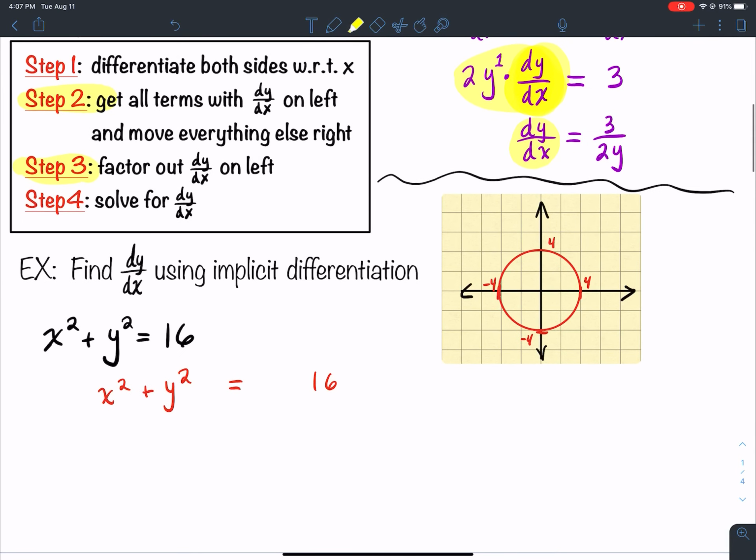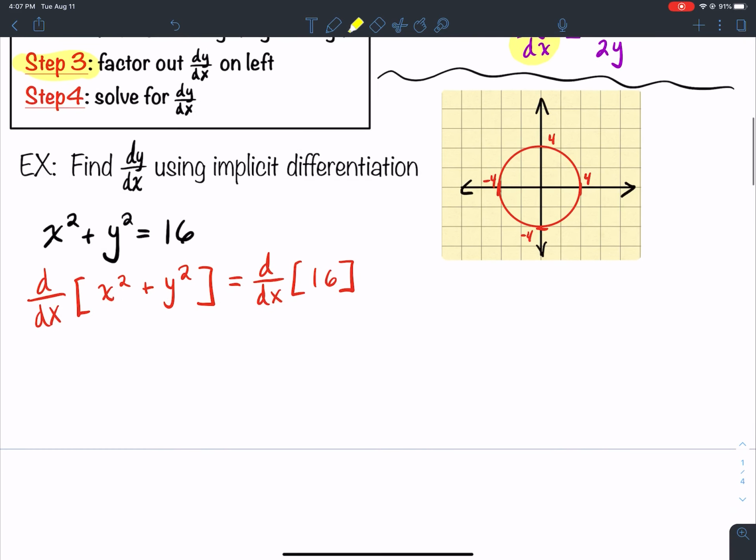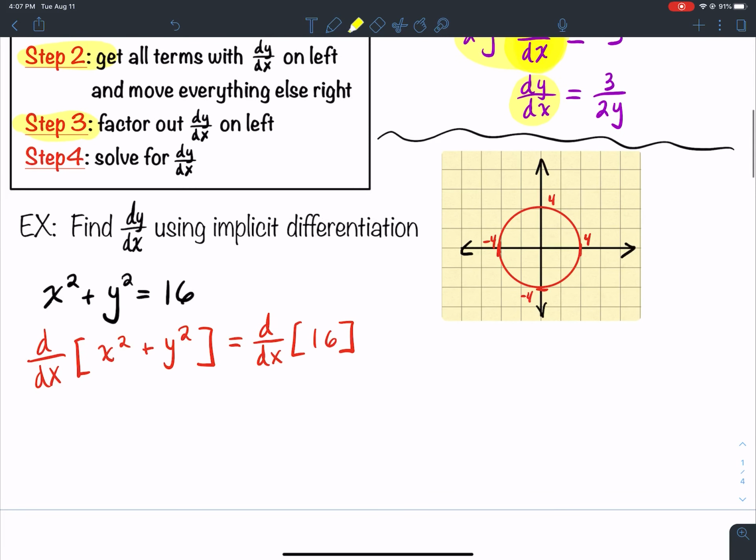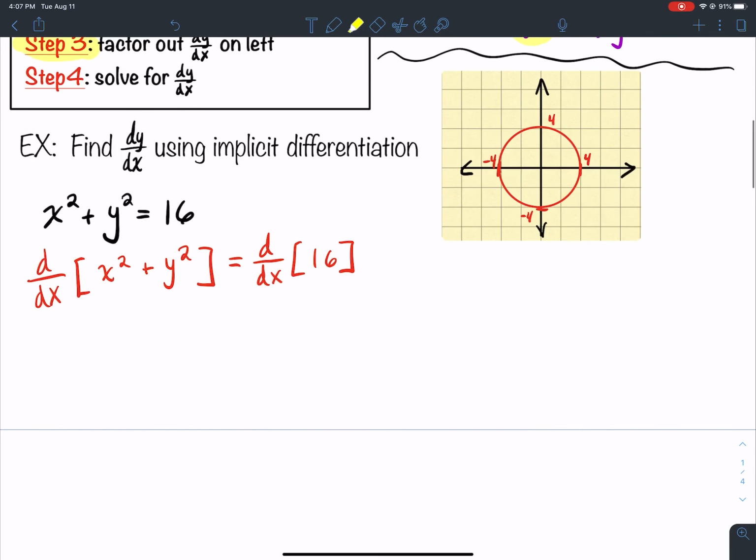Step 1, differentiate both sides with respect to x. So I'm going to take the derivative, both sides with respect to x. Step 2, get all terms with dy/dx on the left and move everything else to the right. So take the derivative of this with respect to x. Derivative of x squared with respect to x is 2x. Now, y is a different variable than x, so I have to treat it like a chain rule.